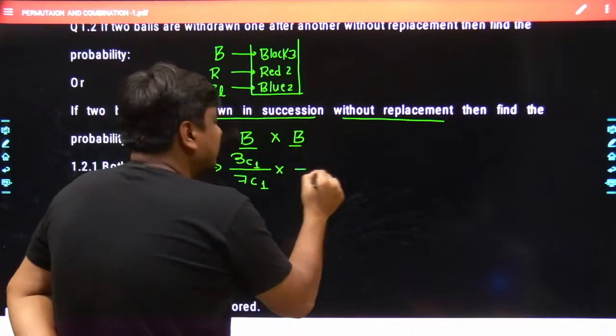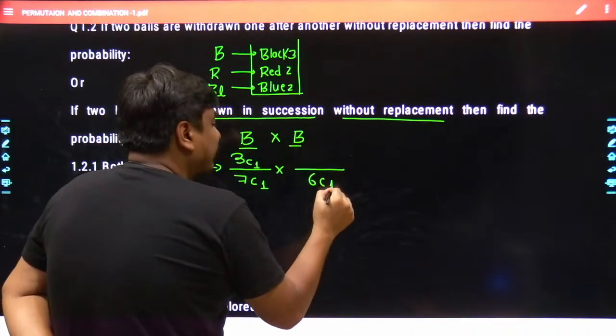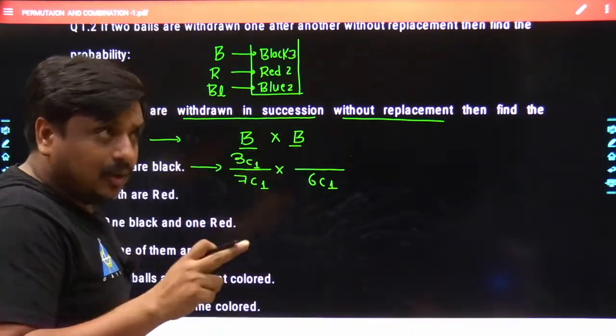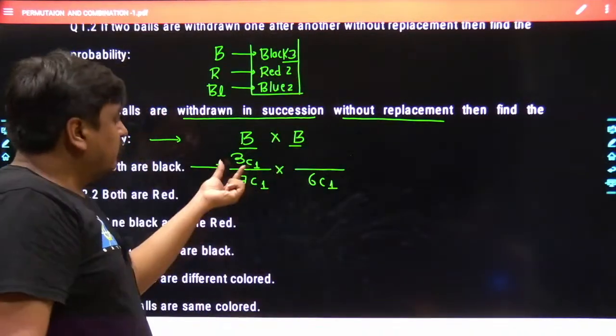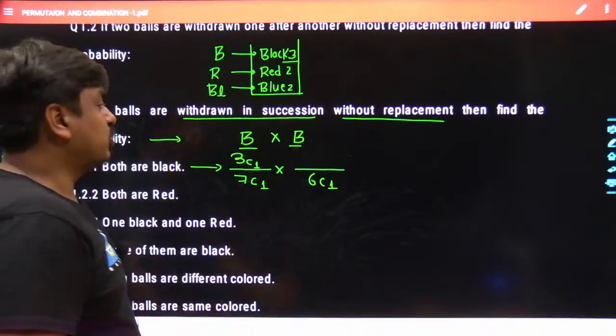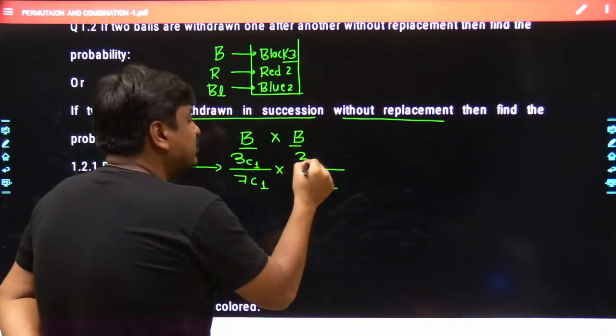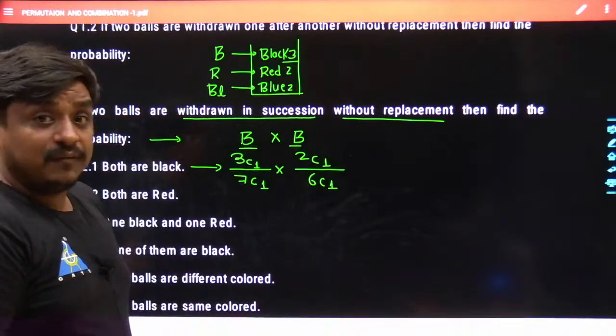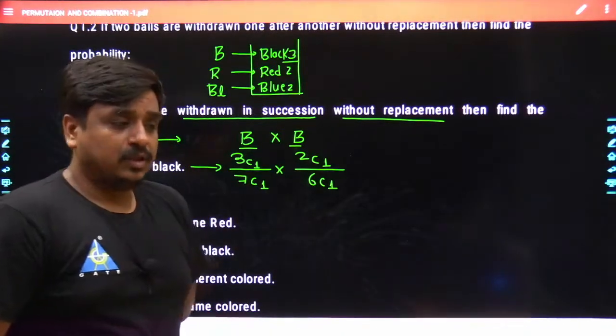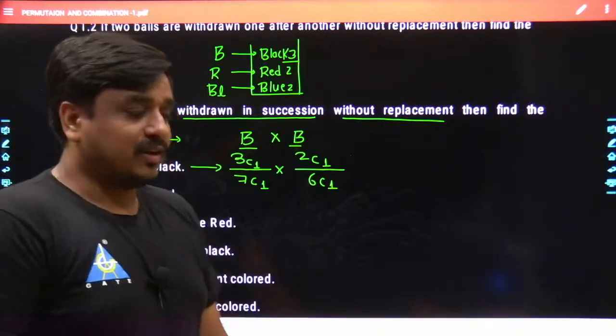And out of 6 balls, one more ball has to be taken out, and that ball should come from the set of black balls. How many black balls do we have? Already one black ball has been taken out and thrown out. So the number of black balls left in my bag is only 2. And I want to retrieve one black out of 2 blacks. Could you understand what I am saying?